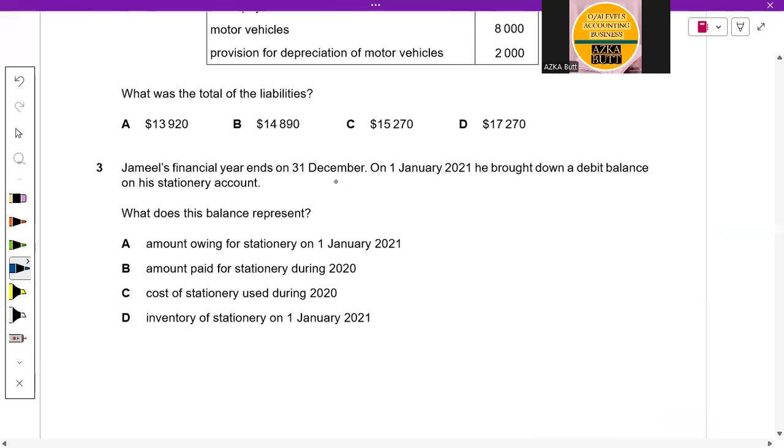Jamil's financial year ends on 31st December. On 1st January 2021, he brought down a debit balance on his stationery account. So what does this balance represent?